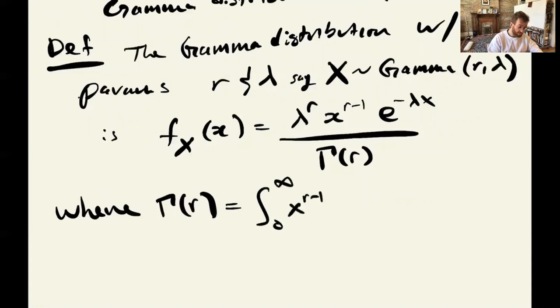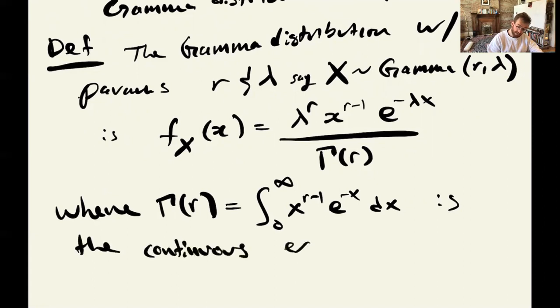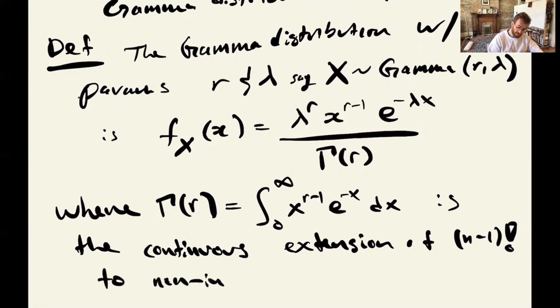Gamma r is the integral of x to the r minus 1, e to the minus x, dx, which is the continuous extension of n minus 1 factorial to non-integer n.